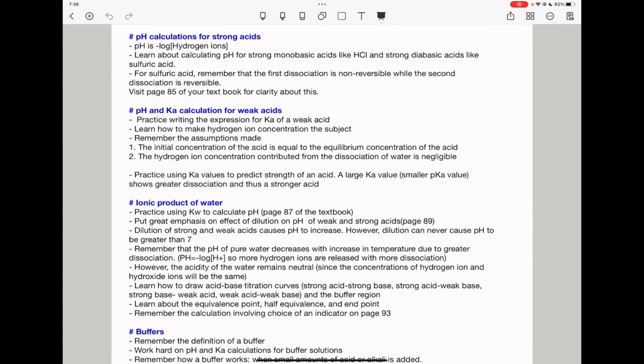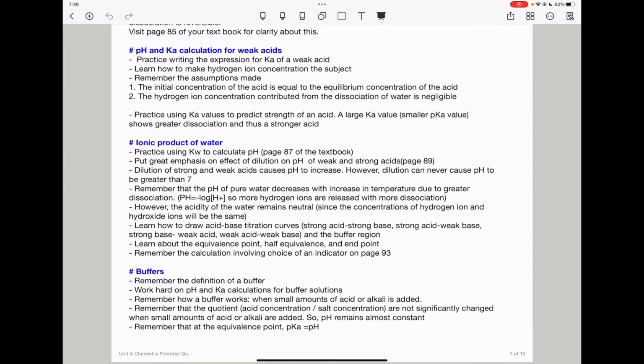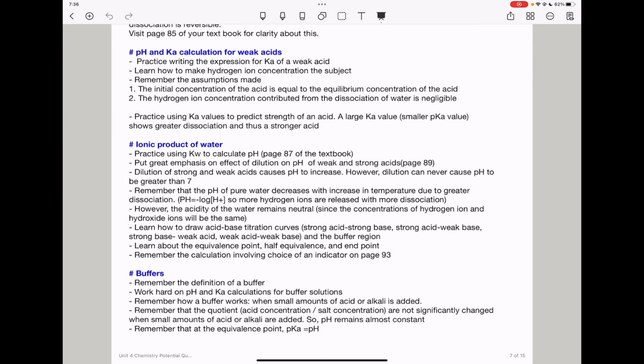So please remember to practice using Ka values to predict strength of an acid. A large Ka value or a smaller pKa value shows greater dissociation and thus a stronger acid. They will ask you questions about the ionic product of water, Kw, so please practice using Kw to calculate the pH, as done on page 87 of your textbook.